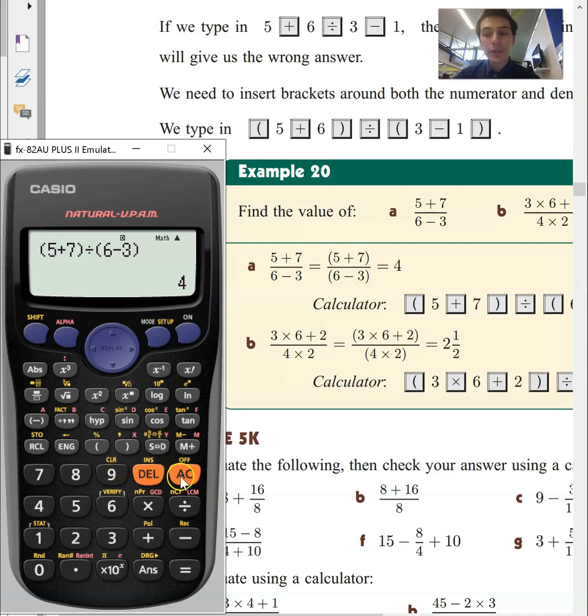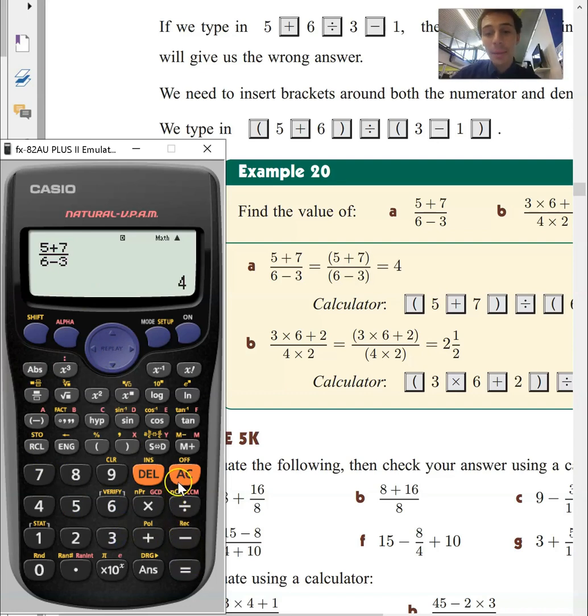Now the other way to do it, I'm going to clear this. You need to know both ways, but the other way to do it is to click on the fraction button, which is right here. If you touch the fraction button, then you can do 5 plus 7. And now to get to the bottom, you can go down and then 6 take 3 equals 4. Good.